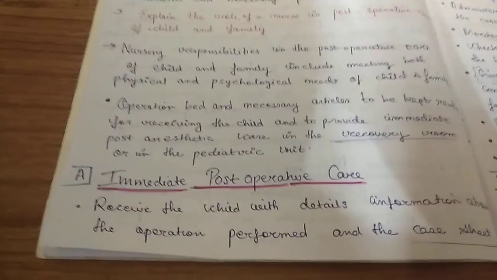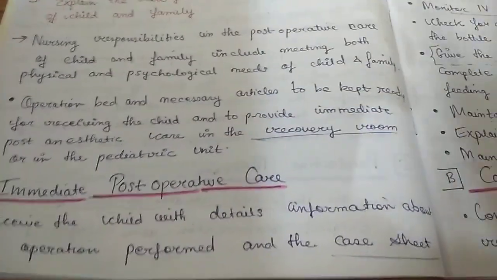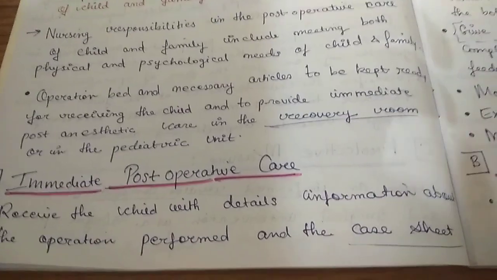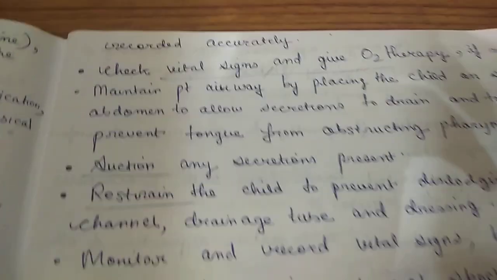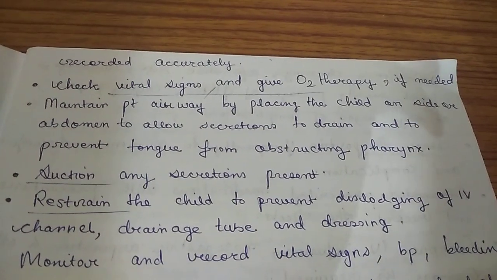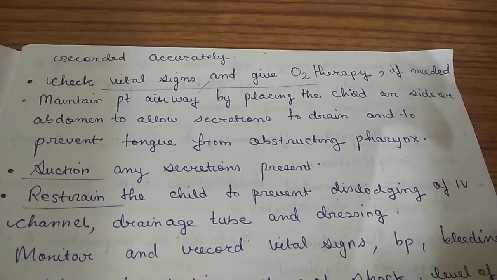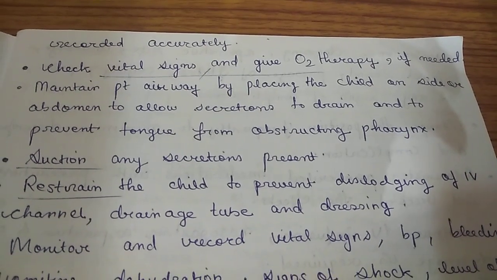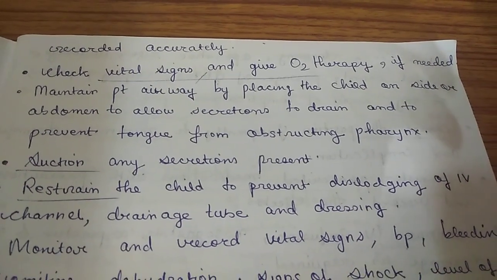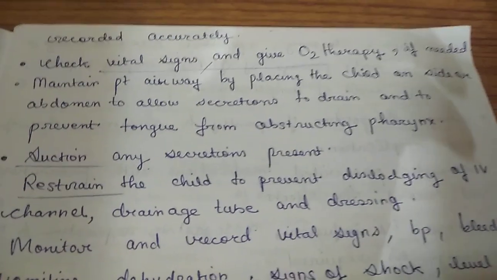So first we will see what is immediate post-operative care, that is, receive the child with detailed information about the operation performed and the case sheet to be recorded accurately, and check the vital signs and give O2 therapy if needed, and maintain patient airway by placing the child on the side of the abdomen to allow secretions to drain out and to prevent the tongue from obstructing the pharynx. So these all are the immediate care which we will give.